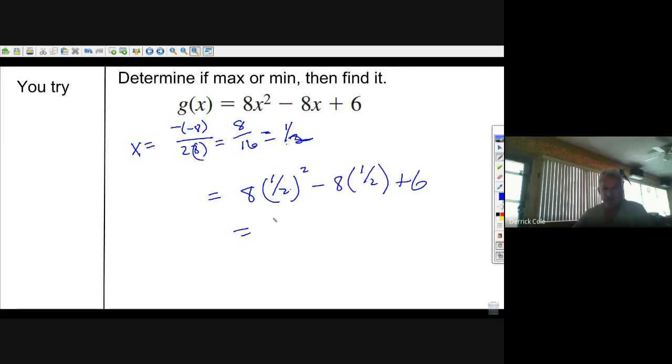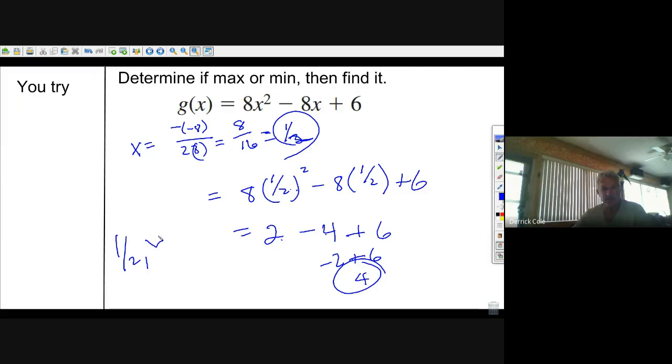All right. So what's 1/2 squared? It's 1/4. 1/4 of 8 is 2. Half of 8 is 4. 2 minus 4 is -2. -2 plus 6 is 4. There's my maximum or minimum. Oops, we forgot to look at that part. So that's the y value. Here's the x value. So my vertex is 1/2, 4.